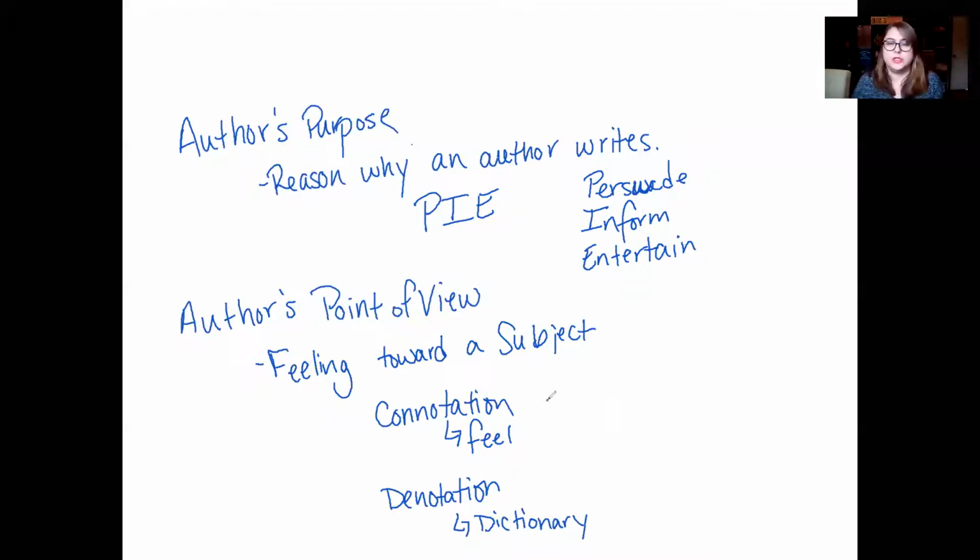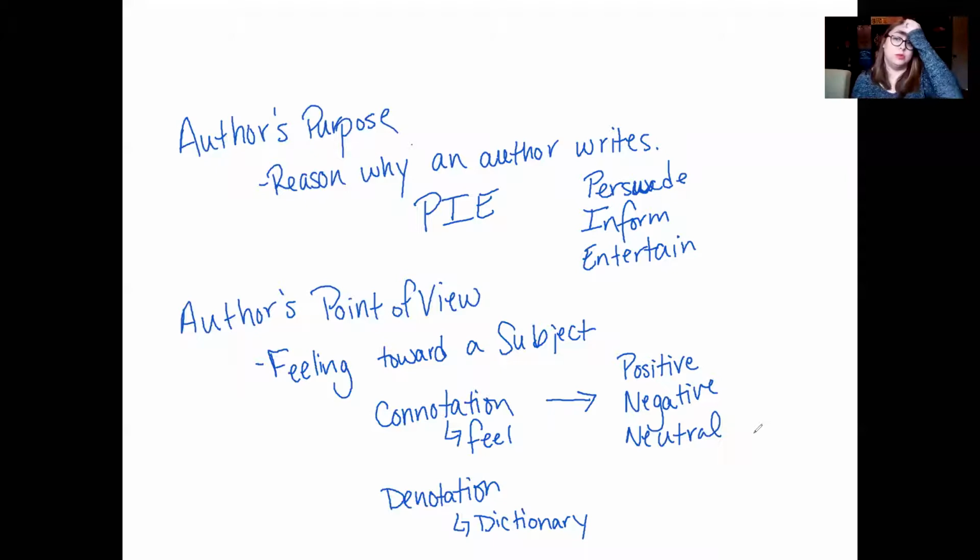When we talked about connotation, we said that you can have three types of connotation. You can have a positive connotation, meaning that the word has a positive feeling. You can have a negative connotation, meaning that your word has a negative feeling, or you can have a neutral connotation, meaning that your word is neither positive or negative. It can go between, or it is not one nor the other. So that's author's purpose and author's point of view.